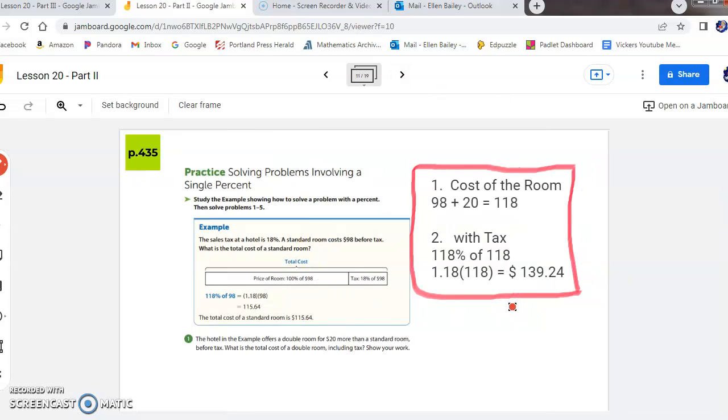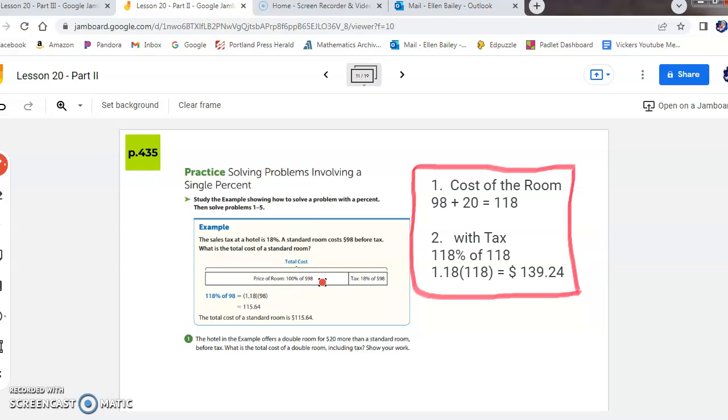All right, let's take a look at page 435. Again, this is application, and that's what this entire lesson is pretty much about, is application. All right, so let's say the sales tax at a hotel is 18%. That's actually pretty typical for lodgings, pretty high sales tax. A standard room costs $98 before tax. What is the total cost of a standard room?